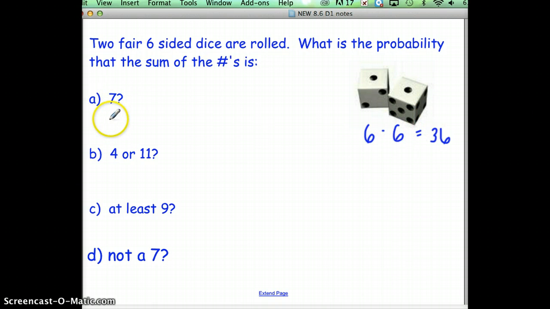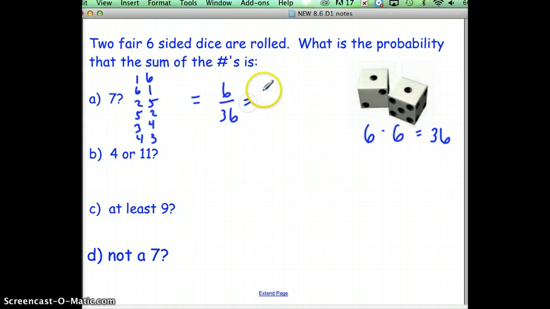Okay, we need to have a sum of 7. So I could have a 1 and a 6. I could have a 6 and a 1. I could have a 2 and a 5 or a 5 and a 2. I could have a 3 and a 4 or a 4 and a 3, right? So that's 1, 2, 3, 4, 5, 6 possible ways to get a sum of 7. So that would be 6 out of the 36 total, which is 1/6. That would be your answer.